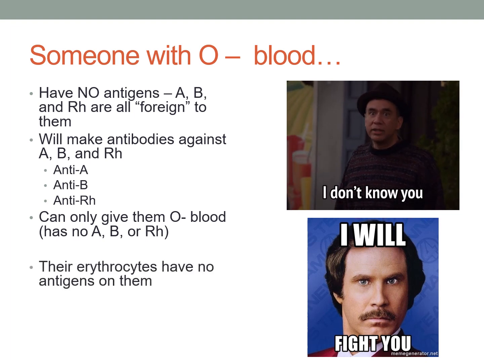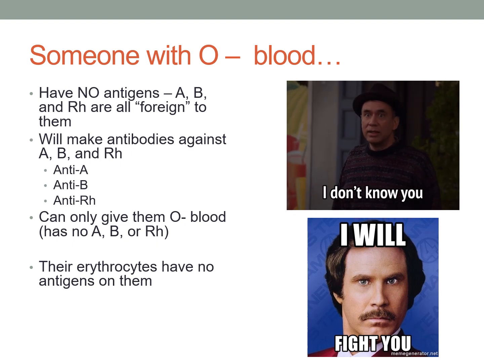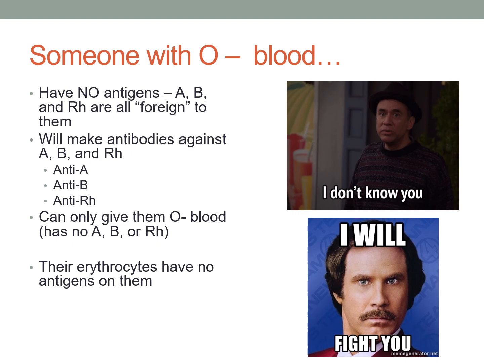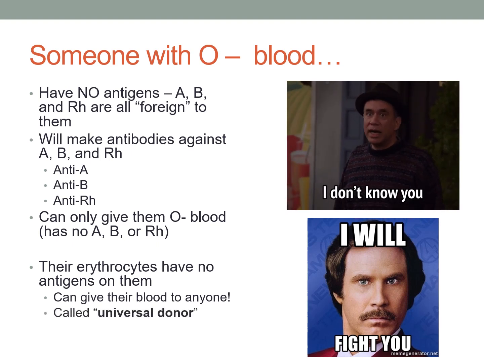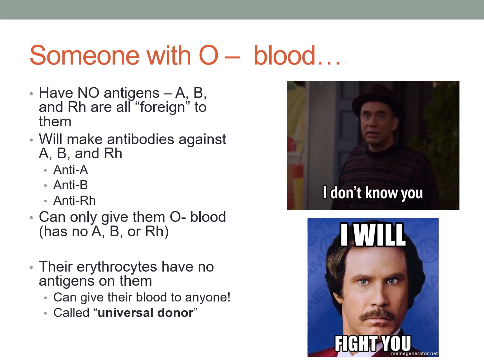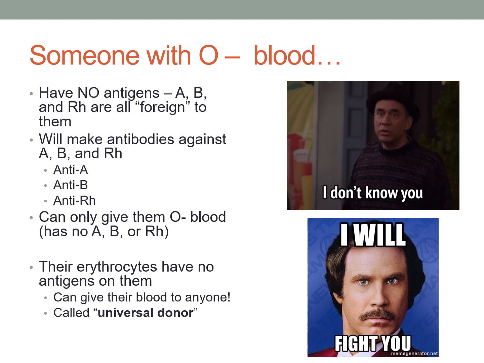Cool, interesting thing about somebody who has O negative blood, though, is that because their erythrocytes have no antigens on them at all, you can give their blood to anyone because there's nothing to offend their immune system. There's no antigens on it. And so O negative is called the universal donor, meaning that they can donate their blood to anyone. So O negative is the universal donor.